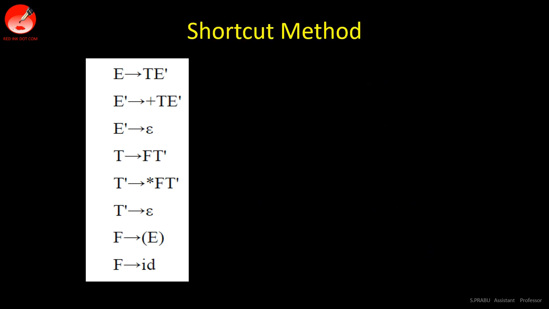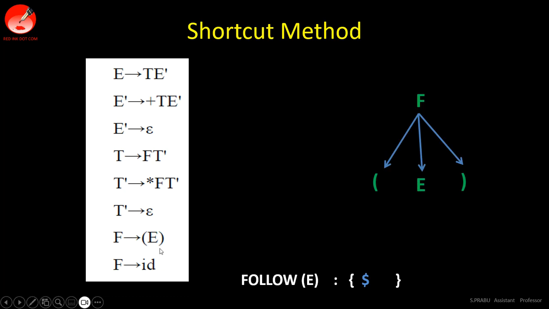To find the follow elements, you can also apply the shortcut method, or you can use this shortcut method to verify your answer. First you add the dollar symbol for the starting symbol. Then you identify where this non-terminal is present in the right hand side. You can draw the parse tree for these rules only. So F tends to open bracket E closed bracket. So you can easily find out the next element. If the next element is a terminal, you can directly add it. So follow of E is over.